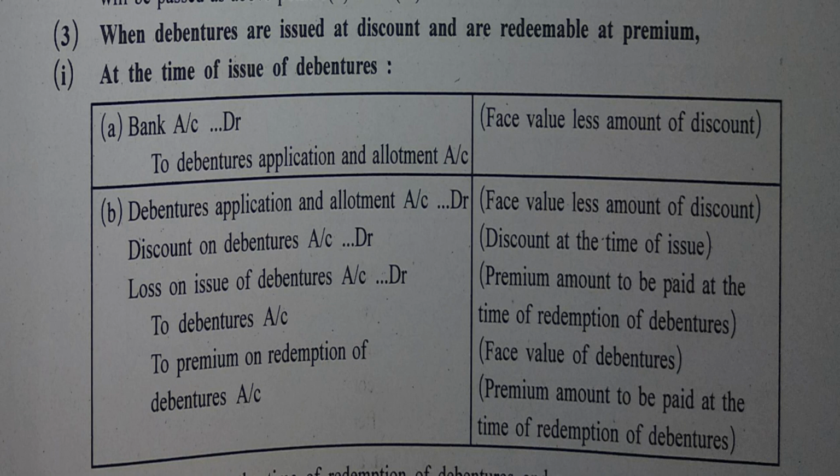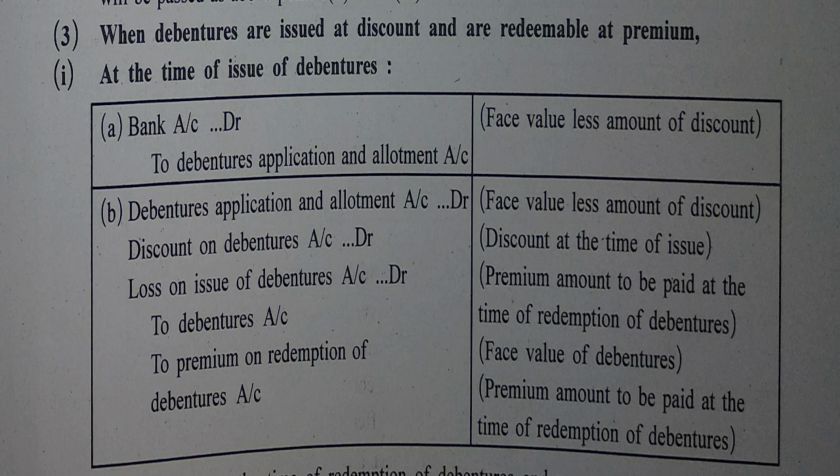Further, it says redeemable at premium. This is the amount of premium that will be given at the time of redemption. That is, of course, the loss for the company. And so, loss on issue of debentures account has been debited in the second journal entry. This is not new. Whenever the debentures are redeemable at premium, you always have to debit loss on issue of debentures account.